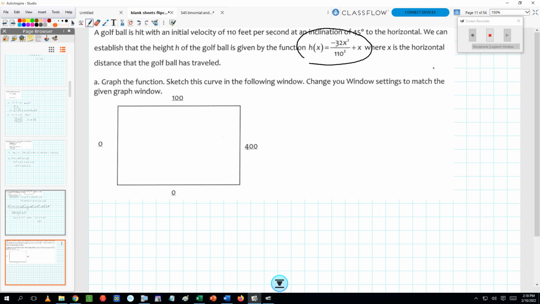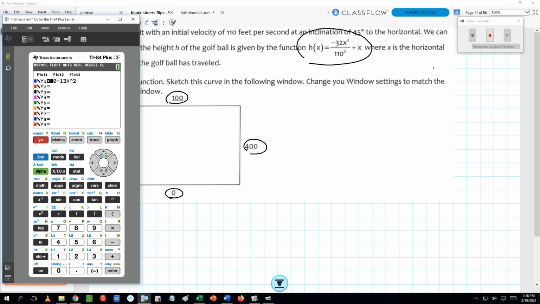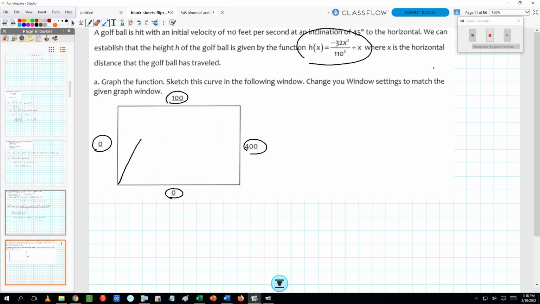First thing I want you to do is sketch this. And I've given you a suggestion on how you should do your window. Negative 32. Window. I'm going to change my x min to 0, my x max to 400, my y min to 0, my y max to 100. And there's a pretty picture. And I want you to draw that for me. Okay.